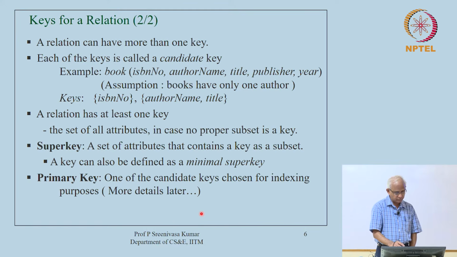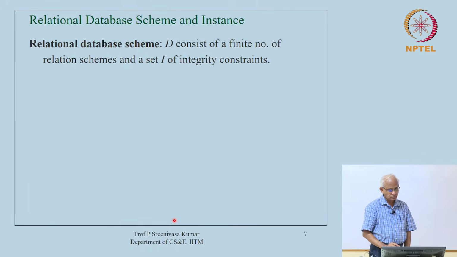Okay. So, this is an important idea, the key for a relation instance. I hope it is clear. Moving on, what is a relational database scheme? A relational database scheme D consists of some finite number of relation schemes and a set of integrity constraints. Okay. Now, what are integrity constraints? We will have to talk about that.